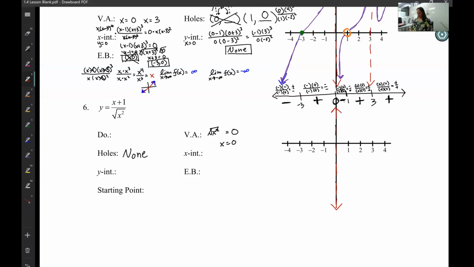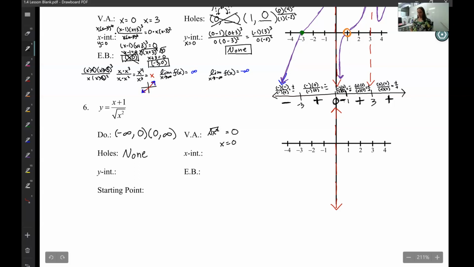Now for my domain, no holes. So that means my domain would be negative infinity up to my asymptote, and then from my asymptote to positive infinity.